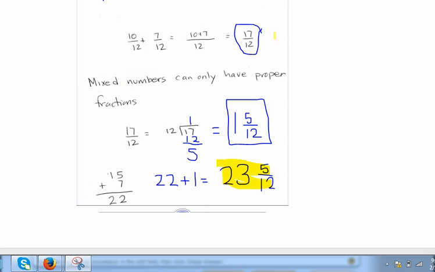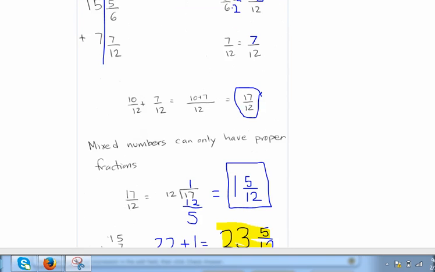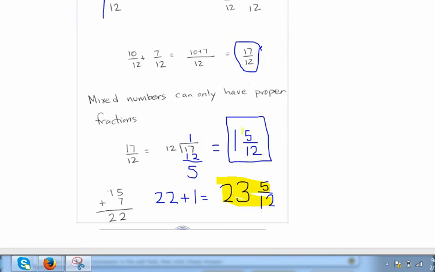So to sum up, I took out my fraction parts, found the least common denominator, wrote equivalent fractions, added my fraction part, and got an improper fraction. Had to change my improper fraction to a mixed number, and then after I added my whole number parts, I added this whole number part to my whole numbers and got 23 and 5/12.